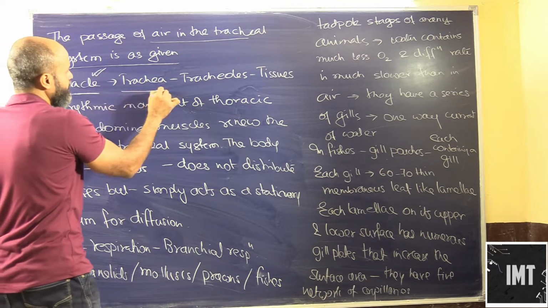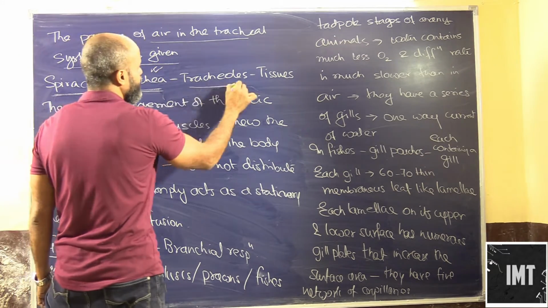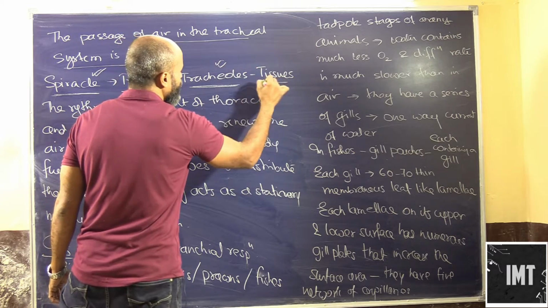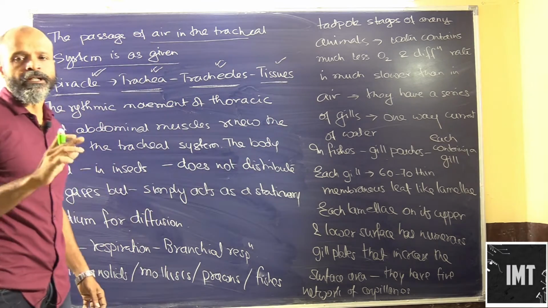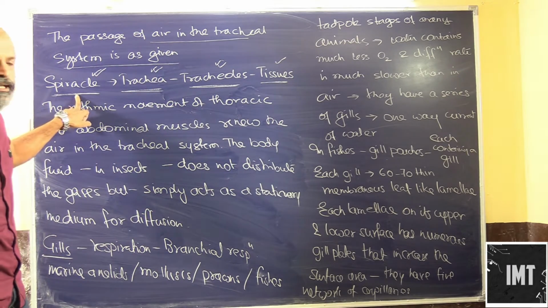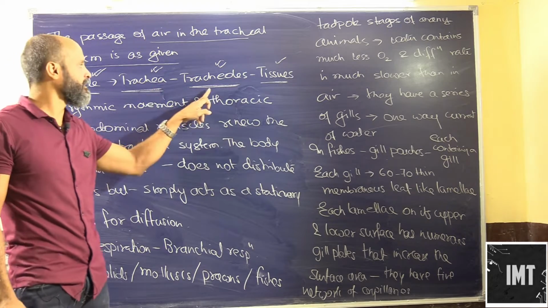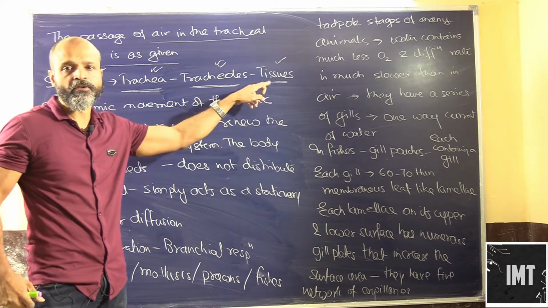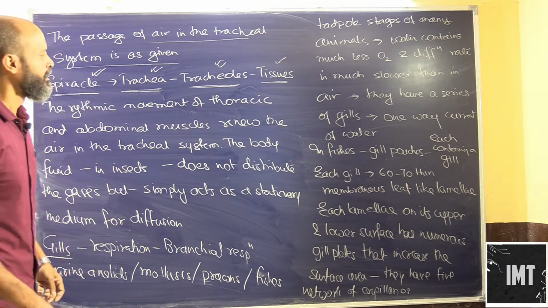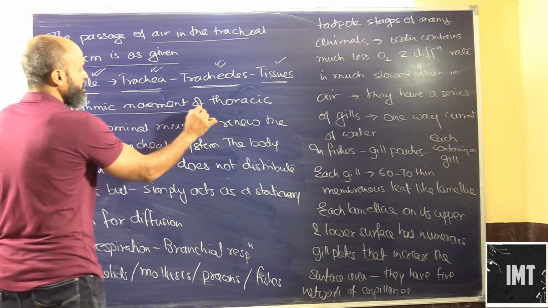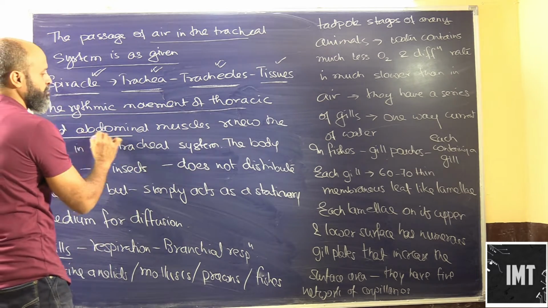The passage of air in the tracheal system is as given. Air passes into the spiracles, then into the trachea, then into the tracheoles, and finally into the tissues. So that's how the tracheal system works. Then there is the rhythmic movement of the thoracic and the abdominal muscles.